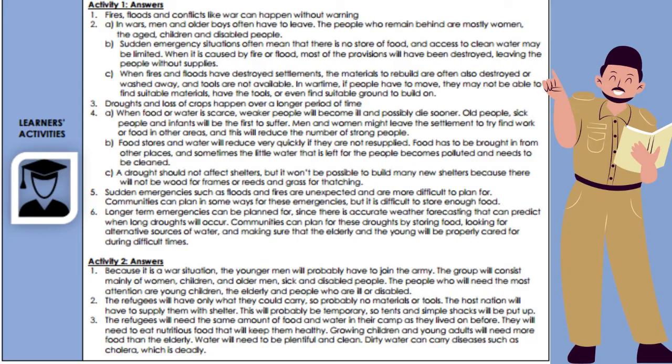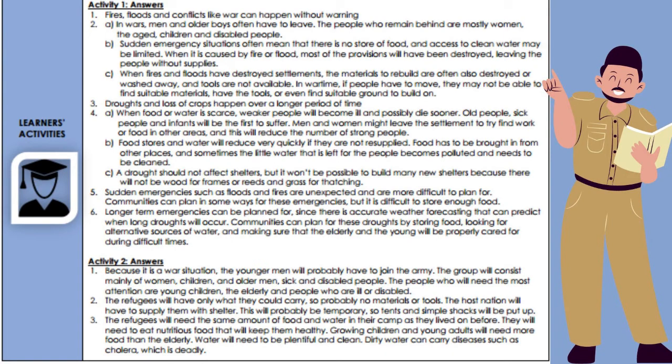B. Sudden emergency situations often mean that there is no store of food, and access to clean water may be limited. When it is caused by fire or flood, most of the provisions will have been destroyed, leaving the people without supplies. C. When fires and floods have destroyed settlements, the materials to rebuild are often also destroyed or washed away, and tools are not available. In wartime, if people have to move, they may not be able to find suitable materials, have the tools, or even find suitable ground to build on.